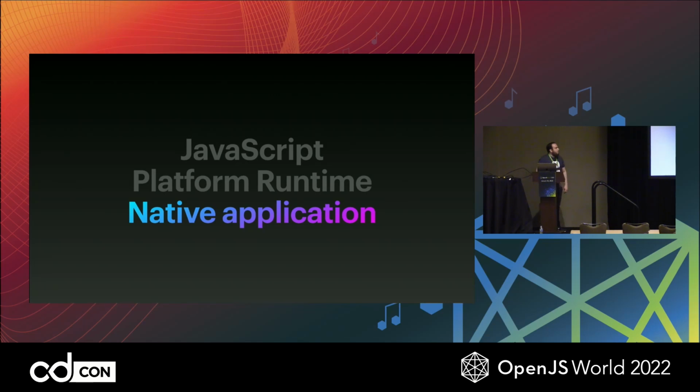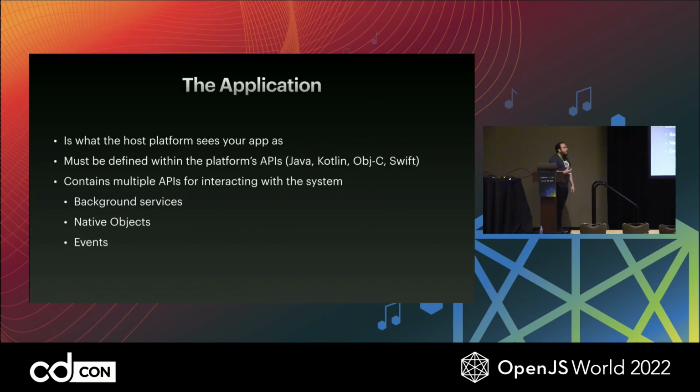Starting from the bottom, this is basically how NativeScript works. We're starting with the native application that you're building, right? The application itself is defined as the host platform. The host platform sees your app as this kind of application, and the application must be defined within the constraints that the platform you're using provides you. So basically it has to be in Java, Kotlin, Objective-C, Swift. It also gives you APIs to communicate with all the services that are in the system.